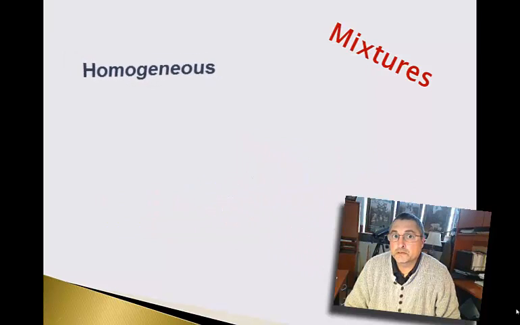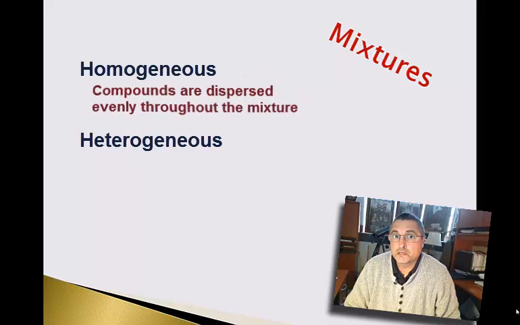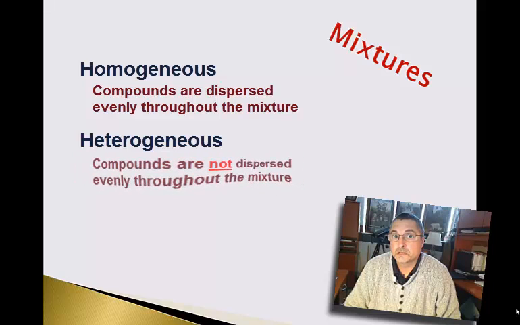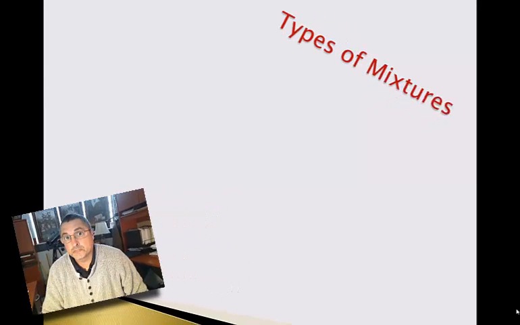Mixtures can be described as either homogeneous or heterogeneous mixtures. Homogeneous means that each of the compounds within the mixture are equally dispersed throughout the mixture, meaning that I can take 2 samples from that mixture and I am guaranteed to find the same concentration of each of the compounds in each of the samples. Heterogeneous, on the other hand, the compounds are not equally distributed throughout the mixture, meaning that if I take 2 samples of the mixture, I would not be guaranteed to find the same concentration of each of the compounds in each of the samples.